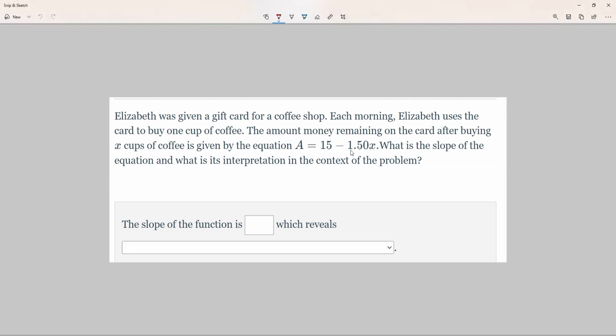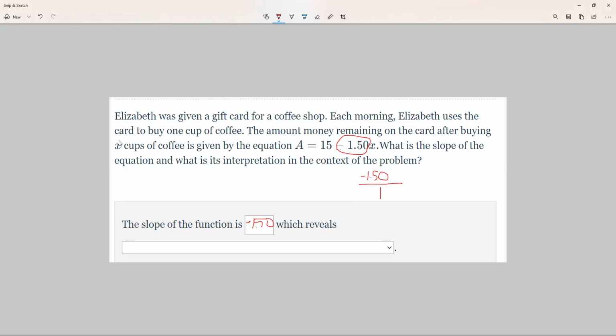So first thing, this right here, this negative $1.50 is the slope. So that's what we would put here. That's the immediate part. The coefficient of the x term is the slope, so this is going to be a negative. That minus goes with the 1.50. Now, what does that mean? Now, in order to find out what it means, we're going to put the slope over 1, just like we do for rise over run.